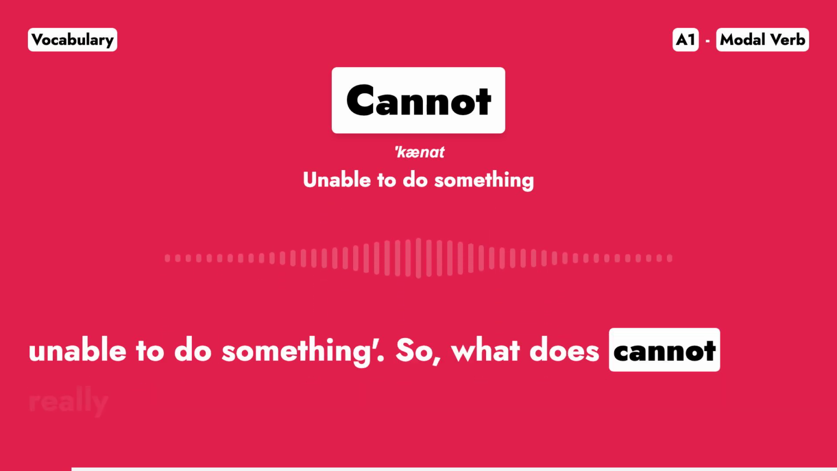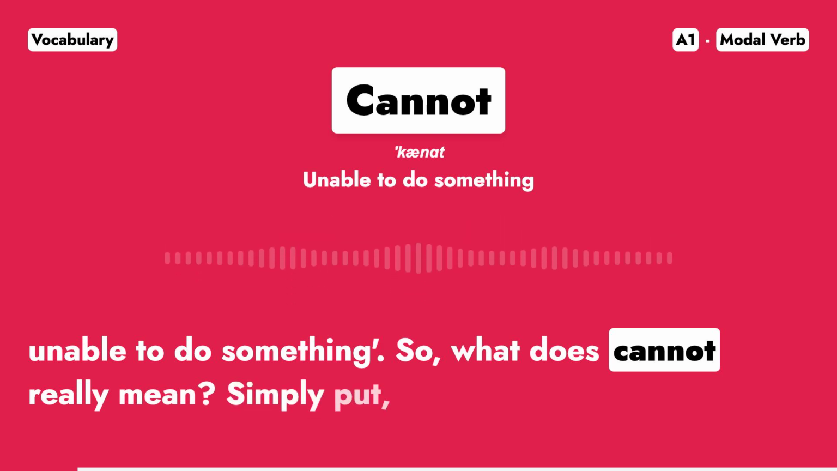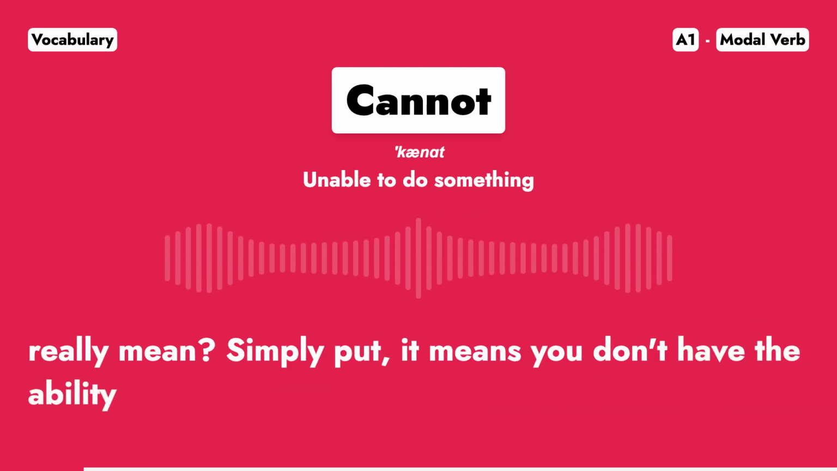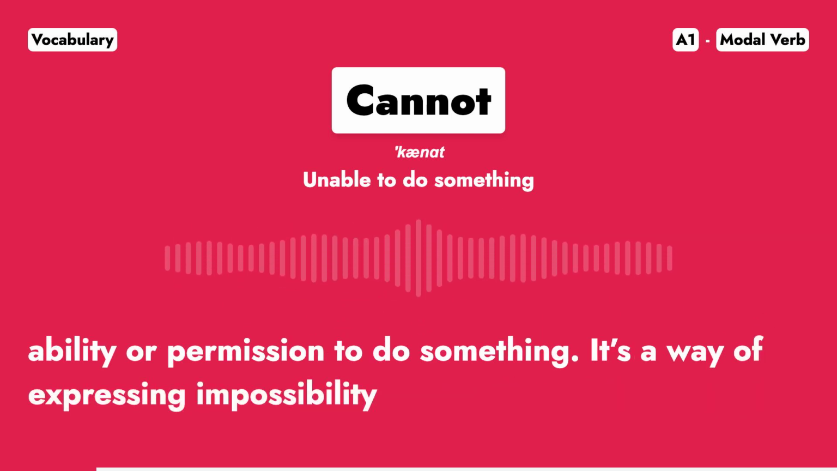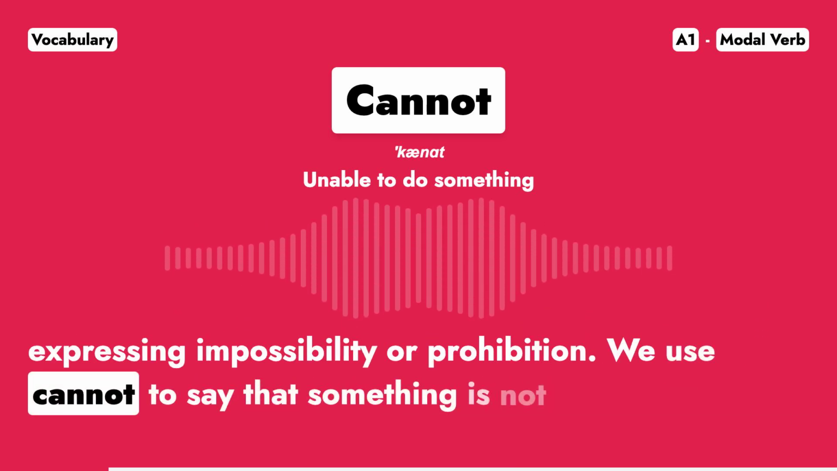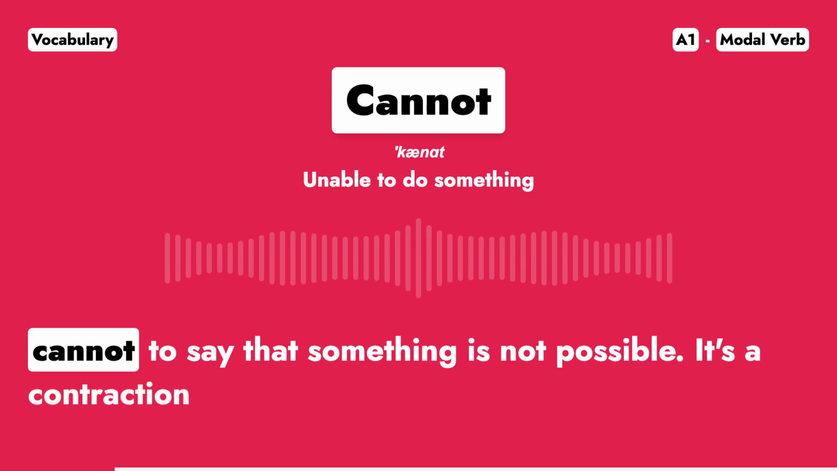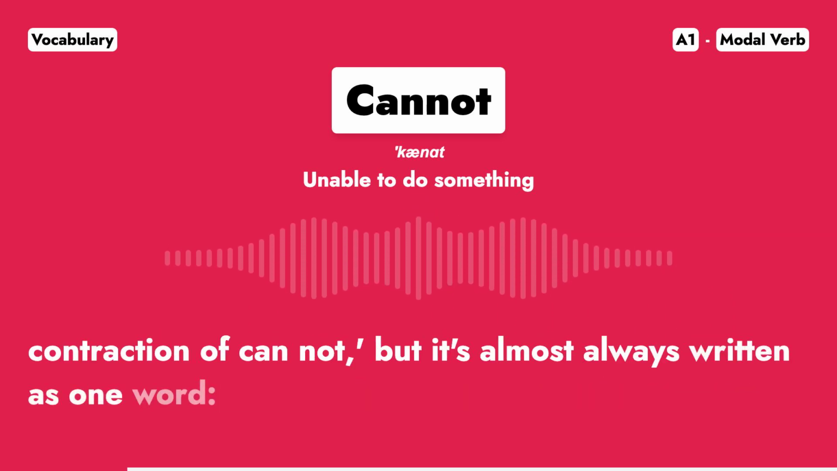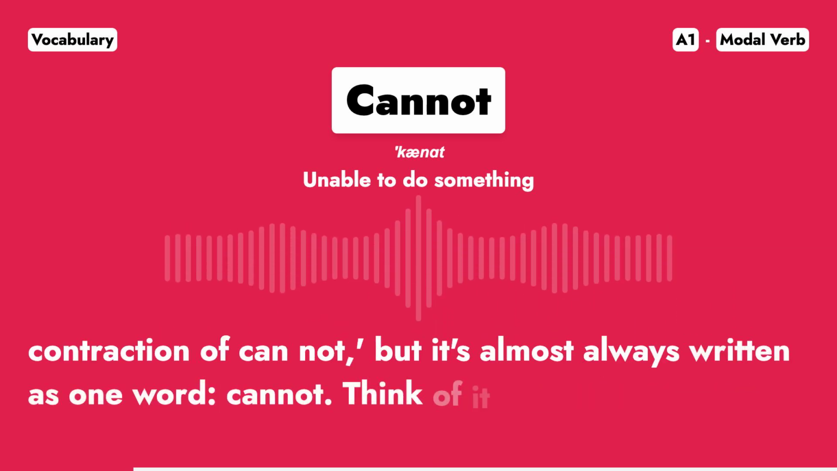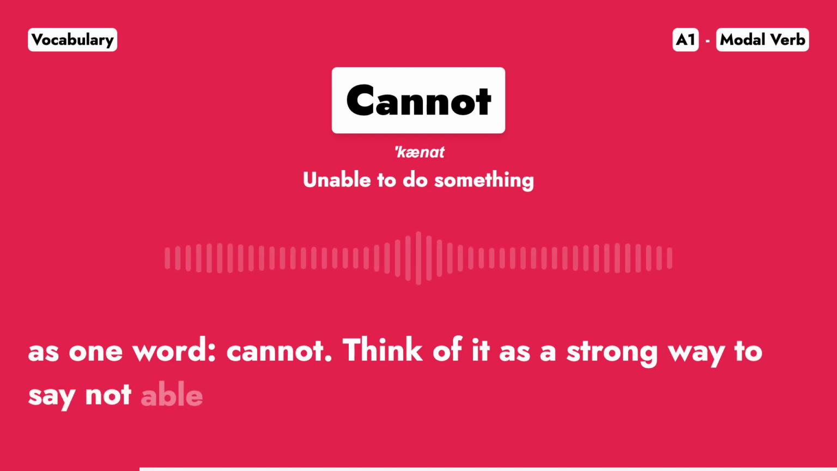So what does cannot really mean? Simply put, it means you don't have the ability or permission to do something. It's a way of expressing impossibility or prohibition. We use cannot to say that something is not possible. It's a contraction of can not, but it's almost always written as one word, cannot. Think of it as a strong way to say not able to.